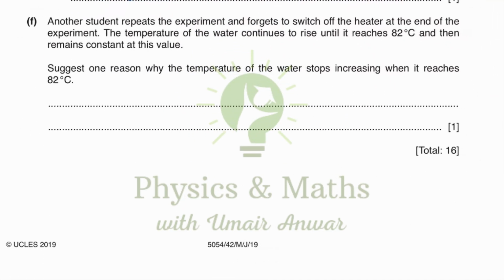Another student repeats the experiment and forgets to switch off the heater. At the end of the experiment, the temperature of the water continues to rise until it reaches 82 degrees centigrade and then remains constant at this value. So the temperature is not rising further. Suggest one reason why the temperature of the water stops increasing when it reaches 82 degrees centigrade. So according to our normal observation, the temperature of a substance stops increasing when the state of the substance is changing. This is what normally happens.